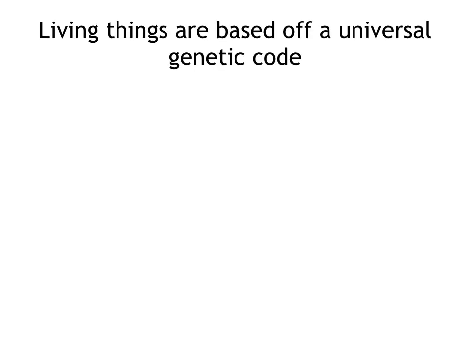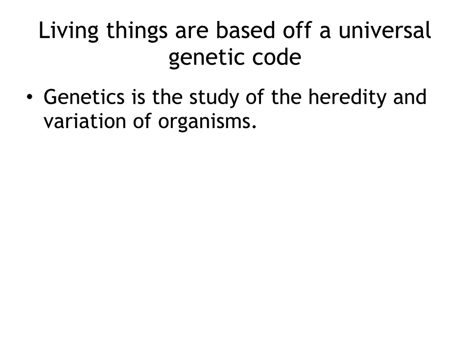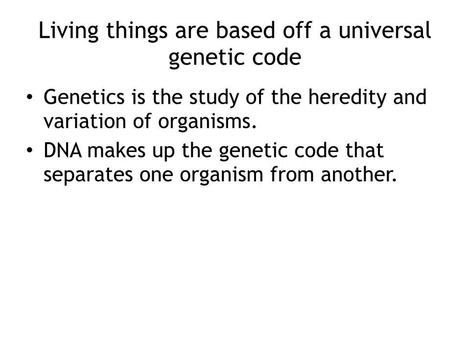And living things are based off a universal genetic code. Genetics is the study of heredity and the variation of organisms. And DNA makes up the genetic code that separates one organism from another. So DNA is a universal language that everything is written in. The complexity of that code determines how complex the organism is. We are obviously much more complex than something like a plant or a bacteria. However, we're still written in that same DNA language.